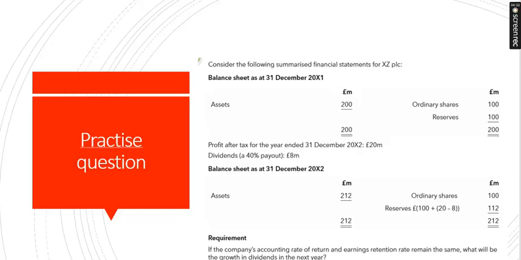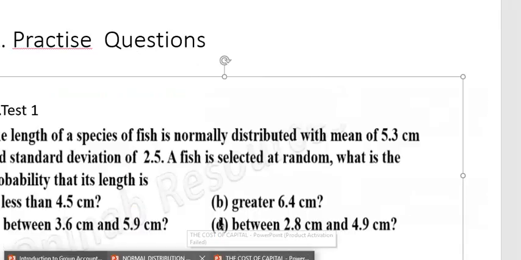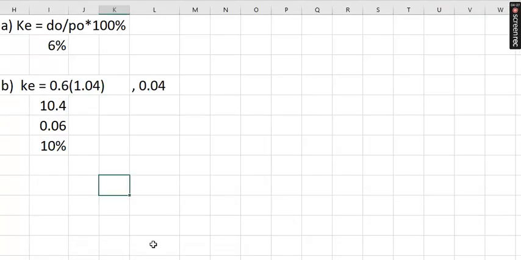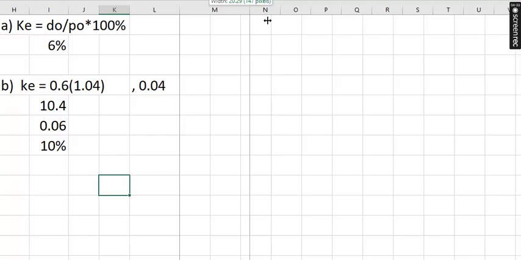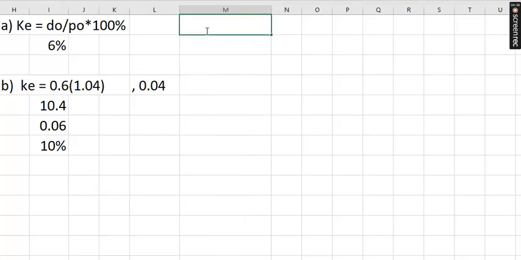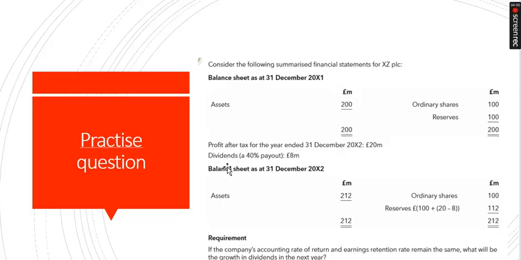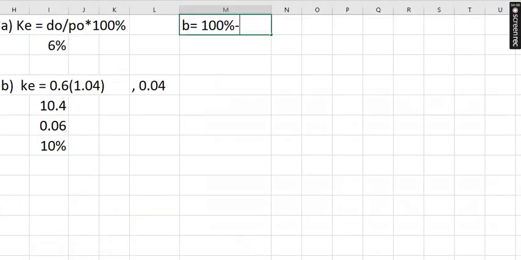So B equals 100% minus dividends. We are told that dividend payout is 40%. So minus 40%. That gives us 60. It means our B is 60%.